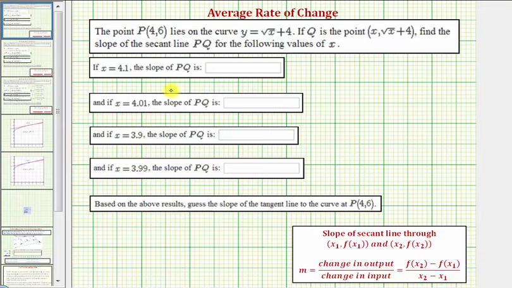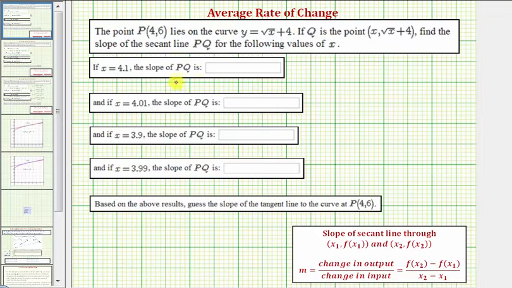We know we can find the slope of a line if we have 2 points on the line, which we have when we find the slope of a secant line. In general, the slope is equal to the change in the output divided by the change in the input, or using function notation, if these are the 2 points, we'd have f of x sub 2 minus f of x sub 1 divided by the quantity x sub 2 minus x sub 1.